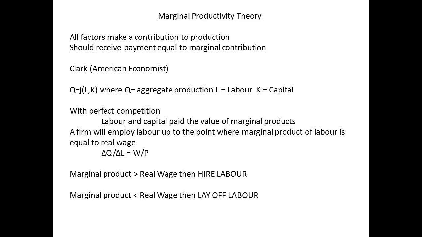We saw this in the idea that a firm will employ labour up to the point where the marginal product of labour is equal to the real wage. Thus, delta Q divided by delta L equals W divided by P. If the marginal product is greater than the real wage, then the firm will hire labour. If the marginal product is less than the real wage, then the firm will lay off workers.